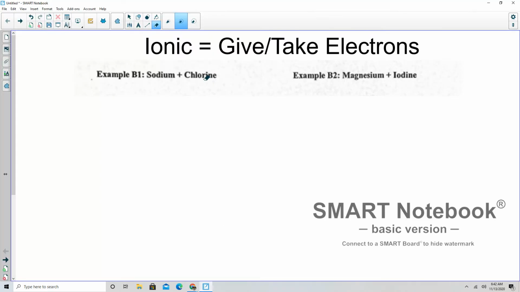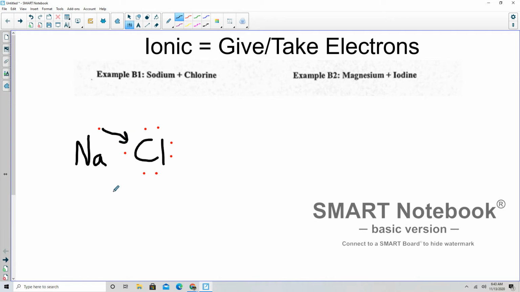So on the examples here, here's ionic. Remember, ionic bonds want to give or take. This is a metal and a non-metal. And so when I have sodium here, sodium is Na and chlorine is Cl. And I put in my electrons around it, 1 for sodium, 7 for chlorine. And I'm referencing that notes page that you added today. And sodium would want to give the 1 to chlorine. And I've now made NaCl.